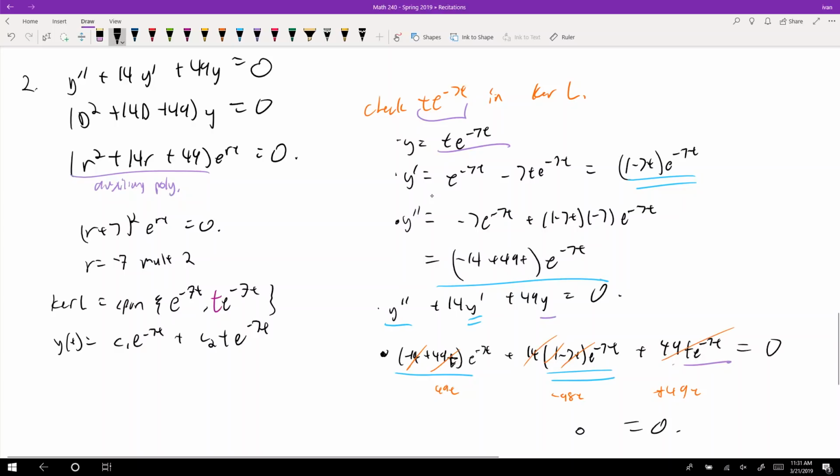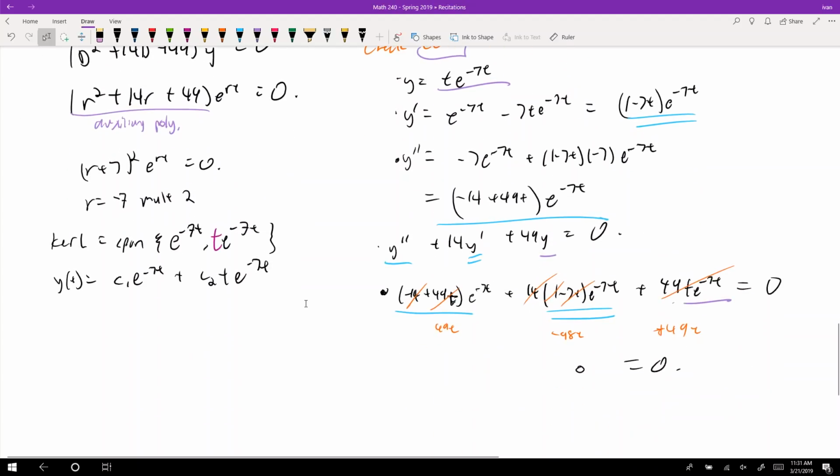And so what you end up getting is 0 is equal to 0. So yeah, t e to the negative 7t works in general. And if you had even more repetitions, so let's say I had another e to the negative 7t, just hypothetically, not for this problem, then I would need to add another power, so that would be t squared e to the negative 7t, and you just keep on adding these powers. We're talking about the general solution to problems like these at the end.